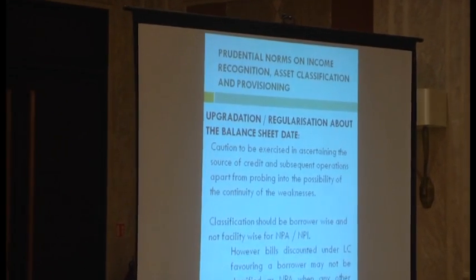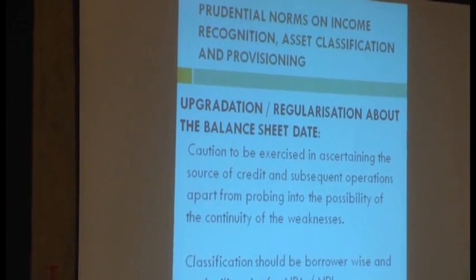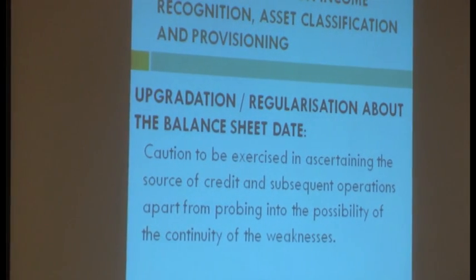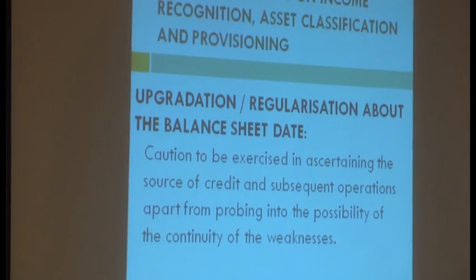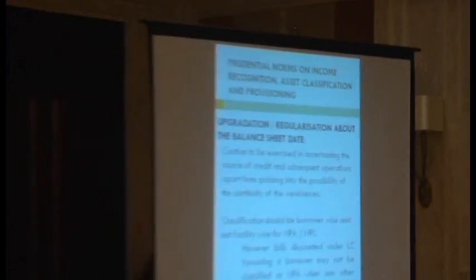Then classification of borrower wise and not facility wise. Where there are exceptions, one is this bills discounted under LC. When other facilities are classified as NPA, bills discounted under LC will not be classified as NPA. But if the LC is not accepted, or if it is not paid on due date, then it will form part of the loan accounts and it will be treated as NPA.